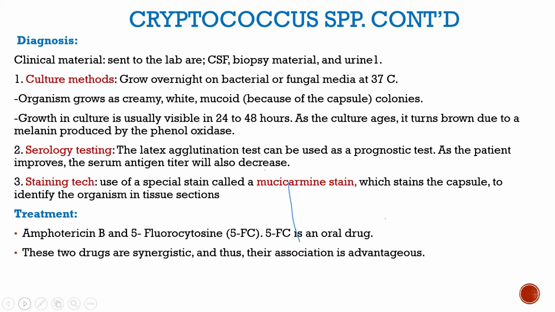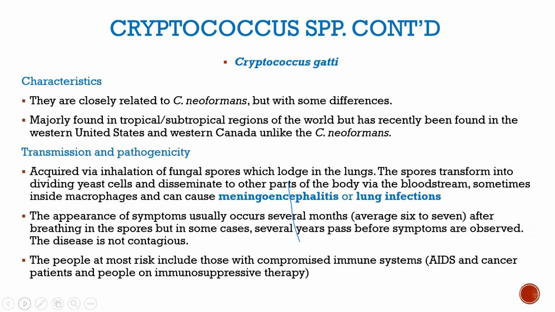Okay, so that's it about the Cryptococcus neoformans. So the next one is the Cryptococcus gattii. They are closely related to the neoformans, but there's a slight difference, okay? They are majorly found in the tropical and subtropical regions of the world, but have recently been found in western United States and western Canada, unlike the neoformans. If you notice, the neoformans is found generally in the environment everywhere in the world. But when it comes to gattii, that's one of the differences between the two.